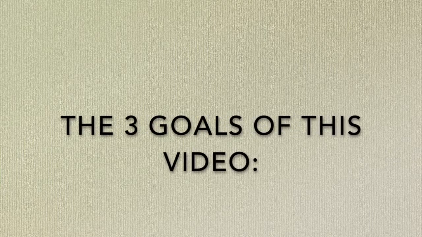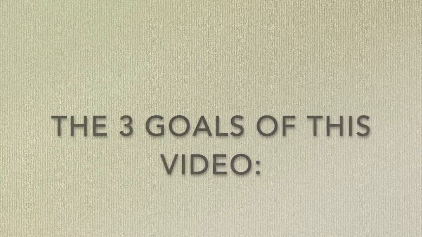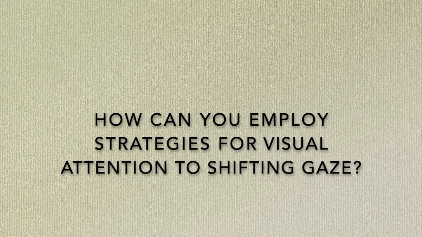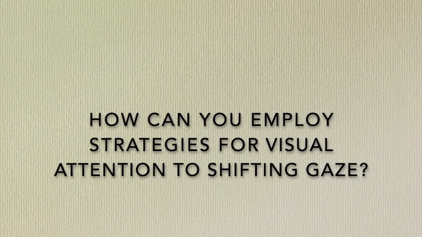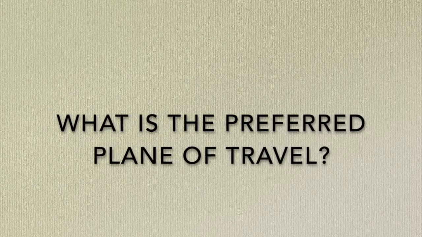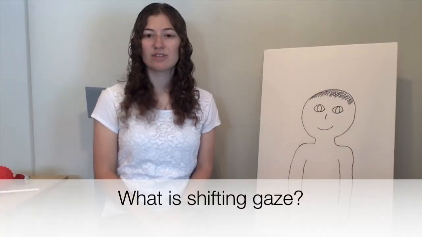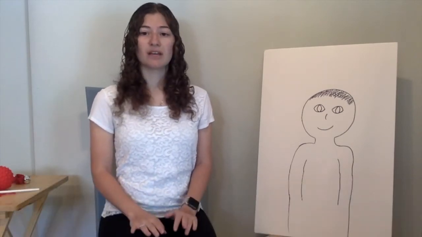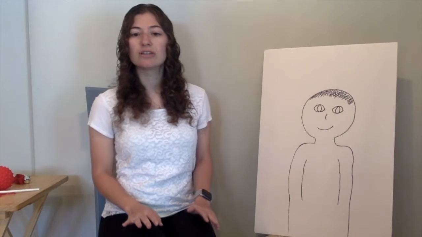The three goals of this video include your understanding of what is shifting gaze, how you can employ strategies for visual attention to shifting gaze, and what is your child's preferred plane of travel. So what is shifting gaze? It's the ability to focus on an object, shift your visual attention or your focus to another object, and then look back at that first object presented.